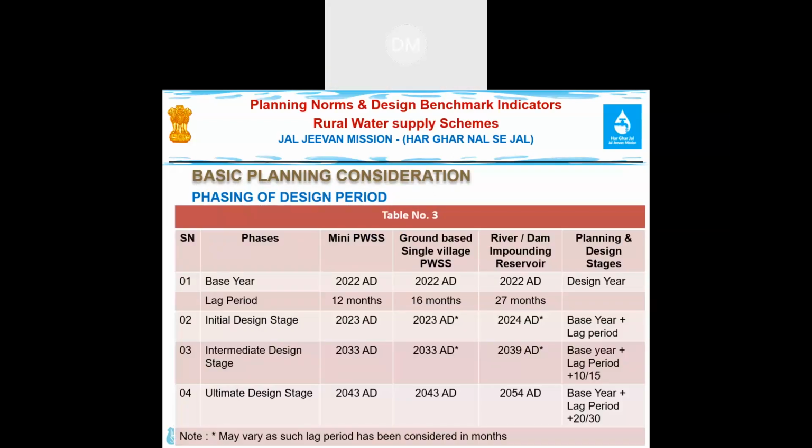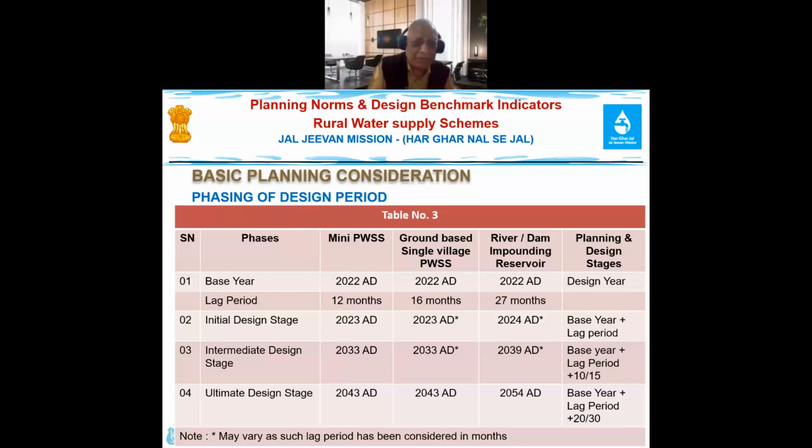So I put an example. If my base year is 2021, a mini water supply scheme is required to be completed in 12 months. Then a groundwater-based single source scheme should be completed in 16 months, but preference should be given to completing it in 12 months. Accordingly, I have given one picture showing how the planning and designing stages are required to be covered. Accordingly, all my components are required to be designed.